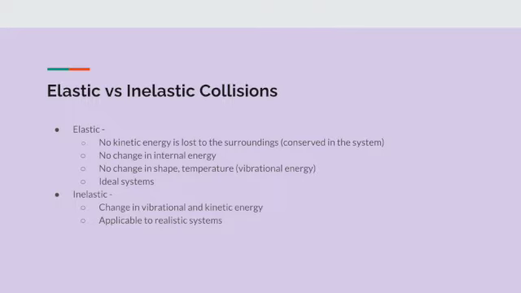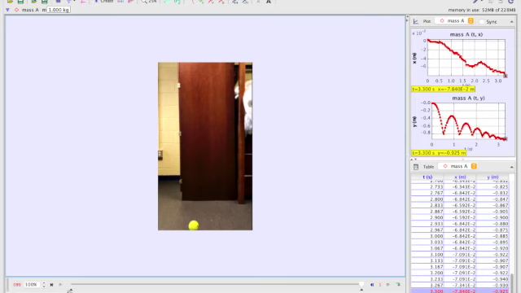Elastic versus inelastic collisions. In elastic collisions, no kinetic energy is lost to the surroundings, so it is all conserved in the system. There's no change in internal energy, meaning there's no change in shape, temperature, or any kind of vibrational energy. This is most applicable to idealistic systems. Inelastic collisions, however, do involve some kind of change in vibrational and kinetic energy and are more applicable to realistic systems. Here's my experiment in Tracker.